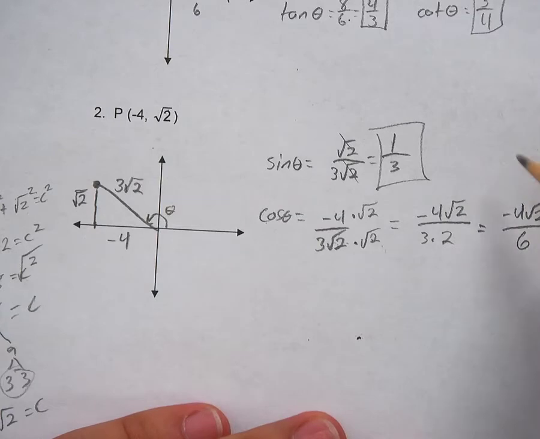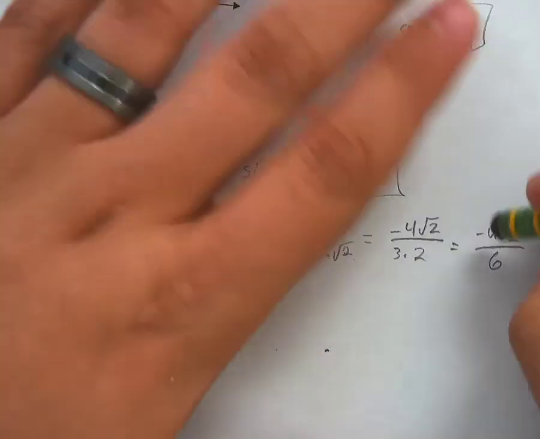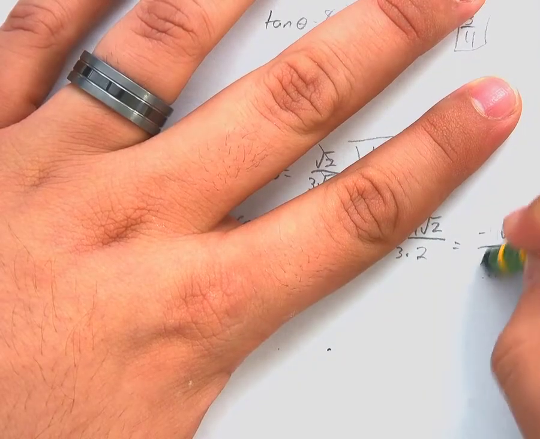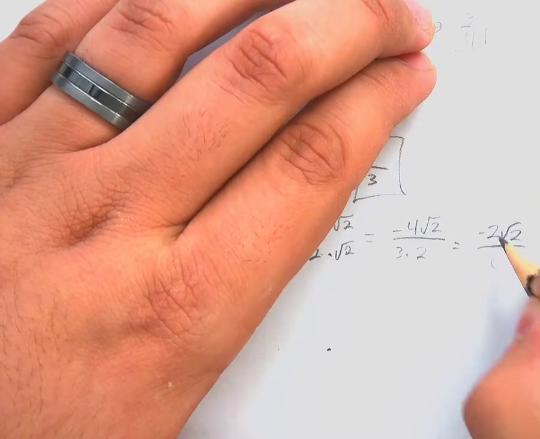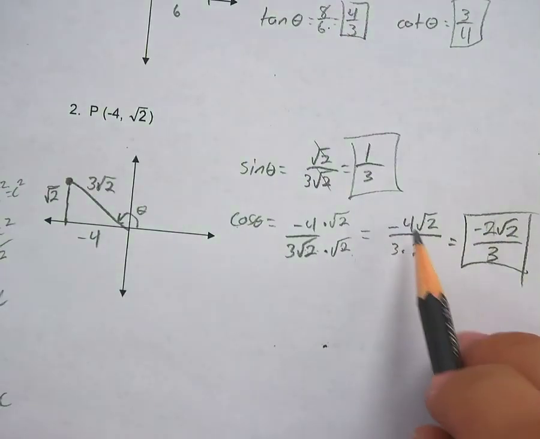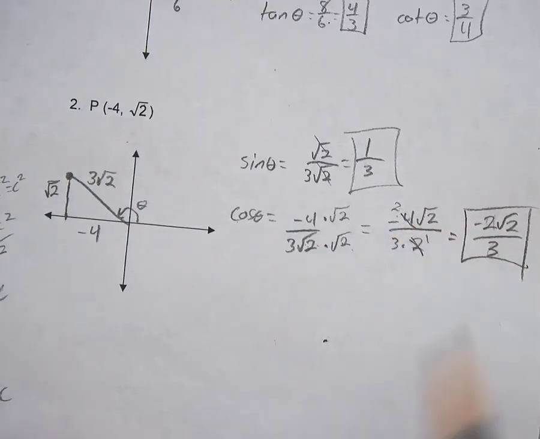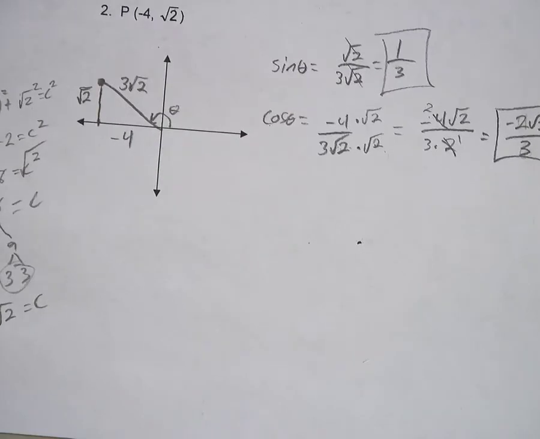Now you could go a step farther and even simplify this. You could have done it here as well. The 4 and the 6 can be simplified to 2 over 3. Again, we could have done that back here and taken out this to a 2 and this to a 1. Either way you do that is all right by me.